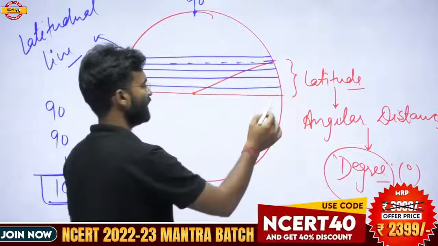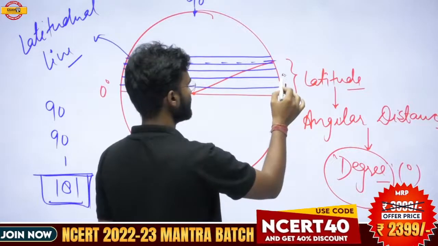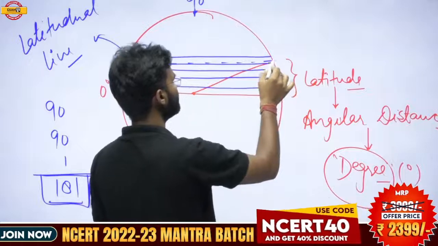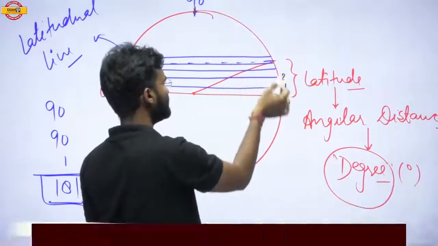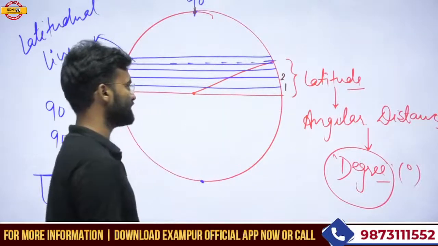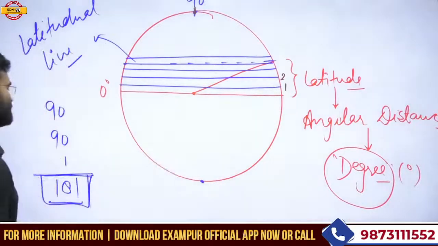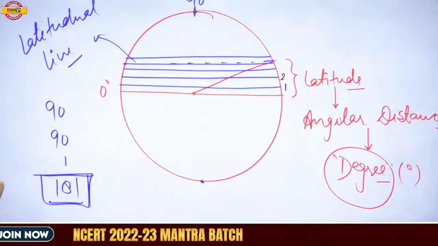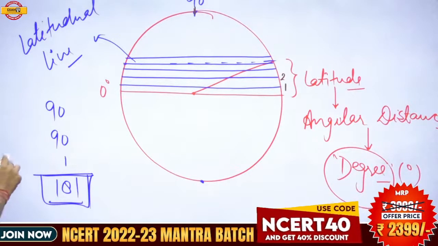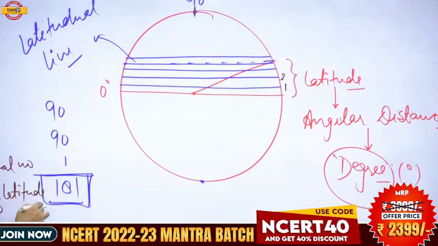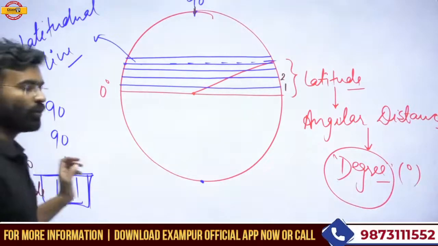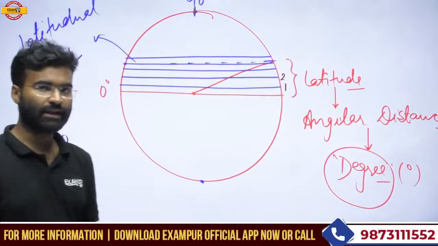If we take 1 degree of angular distance, then 2, and so on, we can reach 90. So there are 90 latitudes on one side, 90 on the other side, and 1 in the middle, and that is 181. You should know about this. This is the total number of latitudes. Now, what is the total number of latitudinal lines?